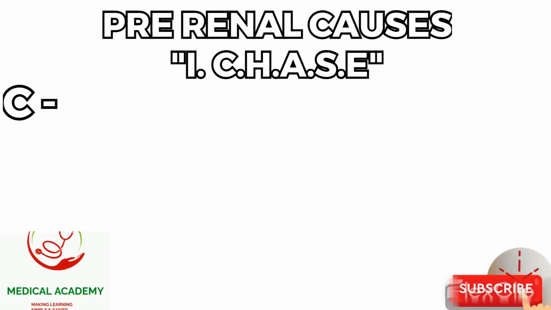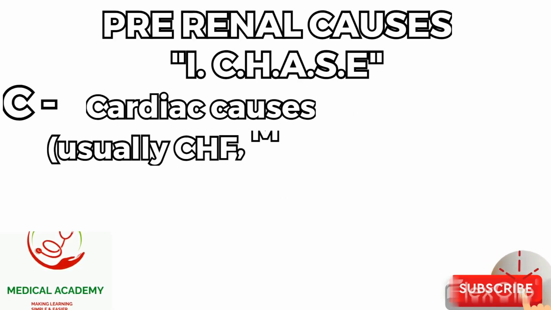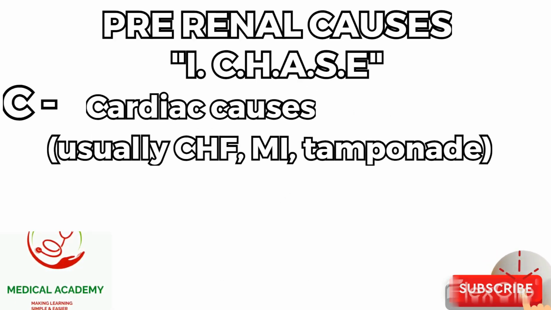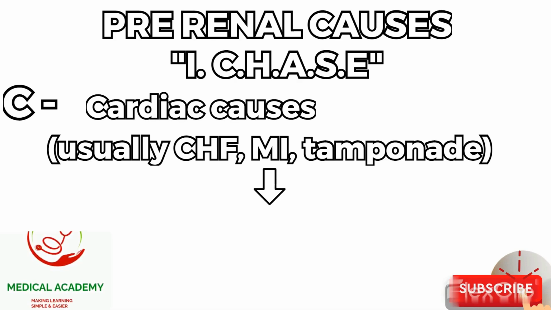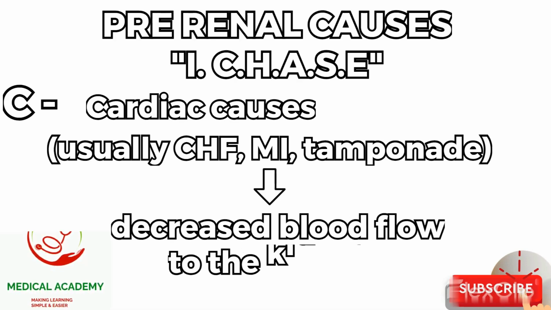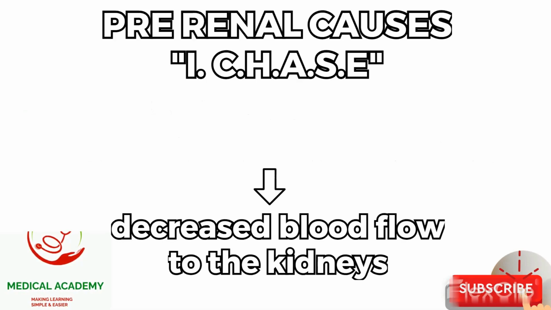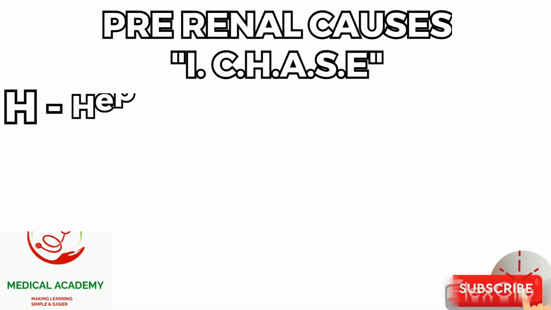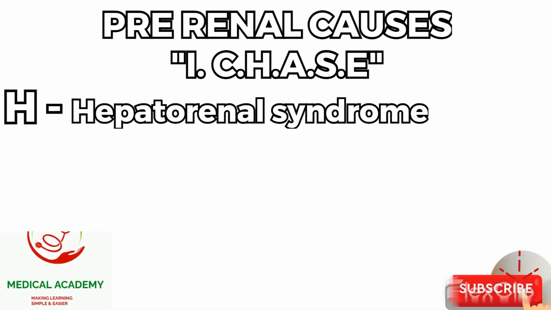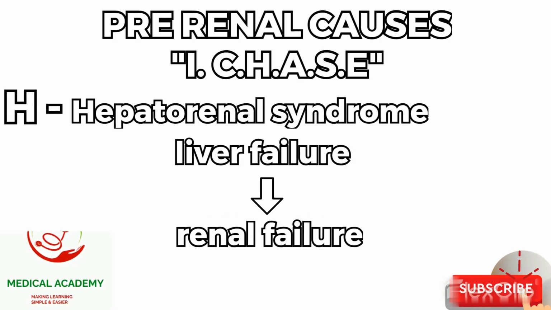C. Cardiac causes, CHF, MI, tamponade. Cardiac causes like congestive heart failure, myocardial infarction, and tamponade can lead to decreased blood flow to the kidneys, causing renal failure. H. Hepatorenal syndrome. This is a condition where liver failure leads to renal failure.